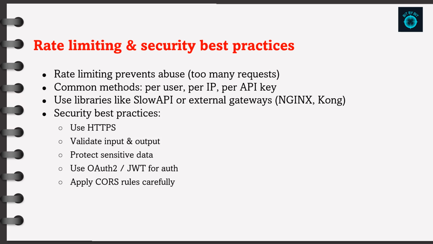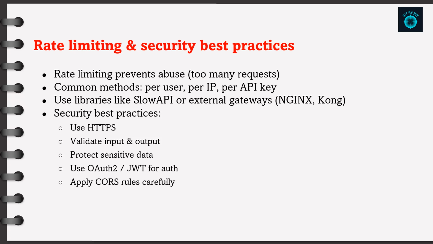Now, let's talk about security best practices. Always run your FastAPI app over HTTPS, not plain HTTP, to make sure data is encrypted between the server and the client. Validate both input and output using pydantic models. This ensures that only the correct types of data are accepted or returned and prevents accidental leaks or injection attacks. Protect sensitive data such as passwords, API keys, or tokens. Never log them in plain text or expose them through endpoints.